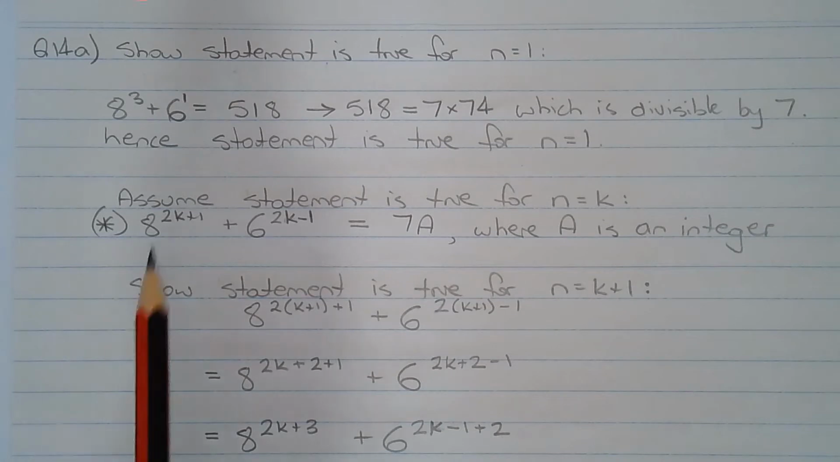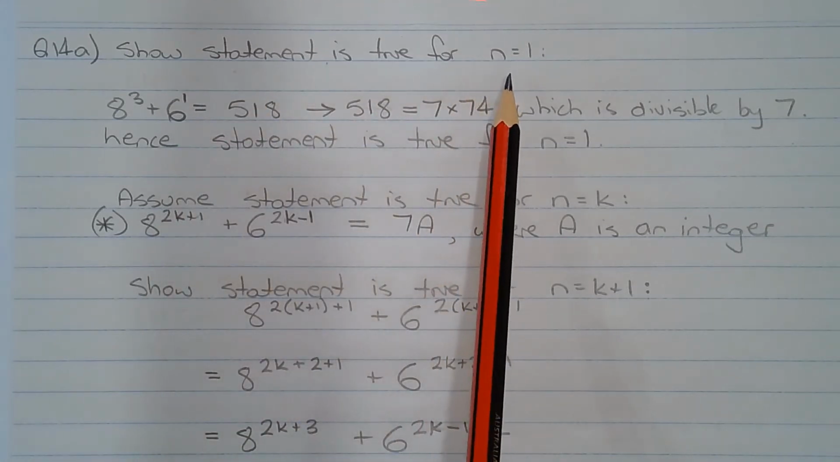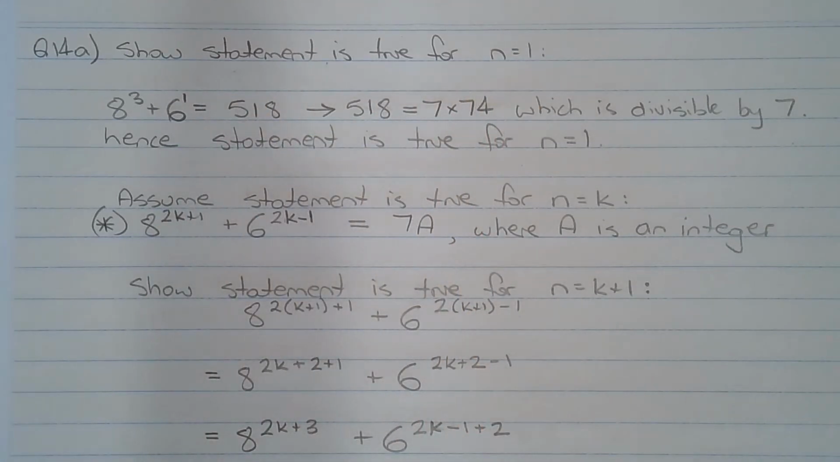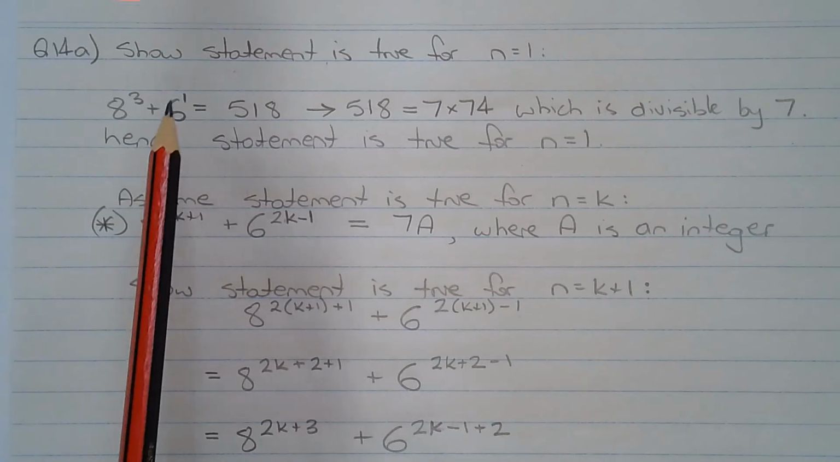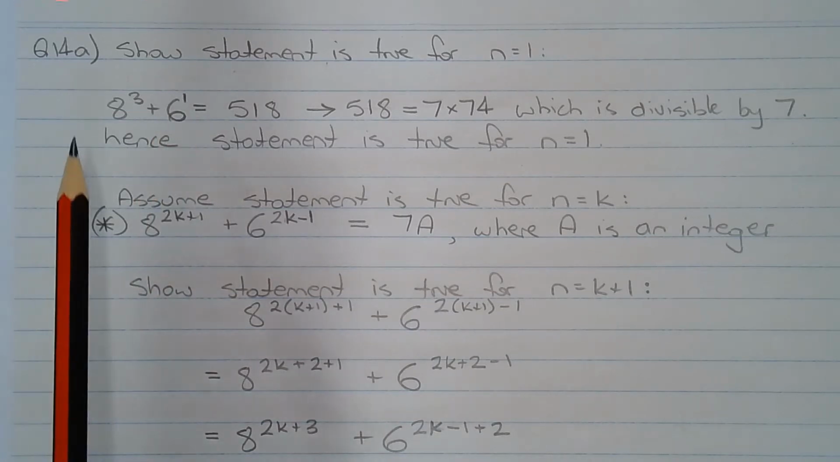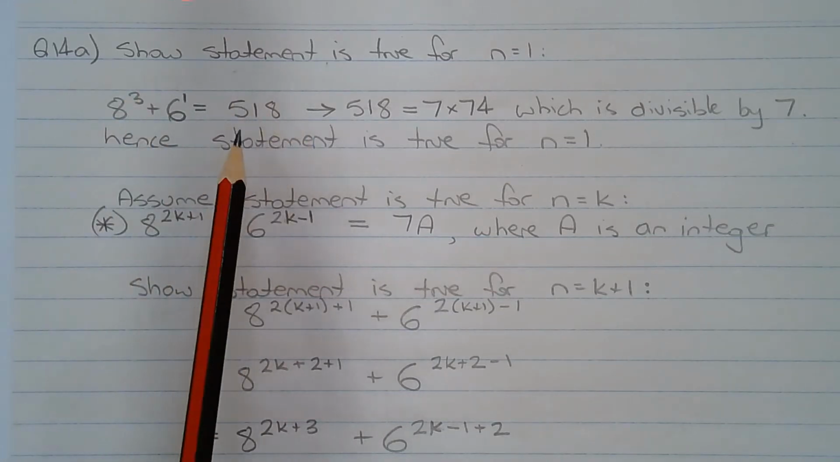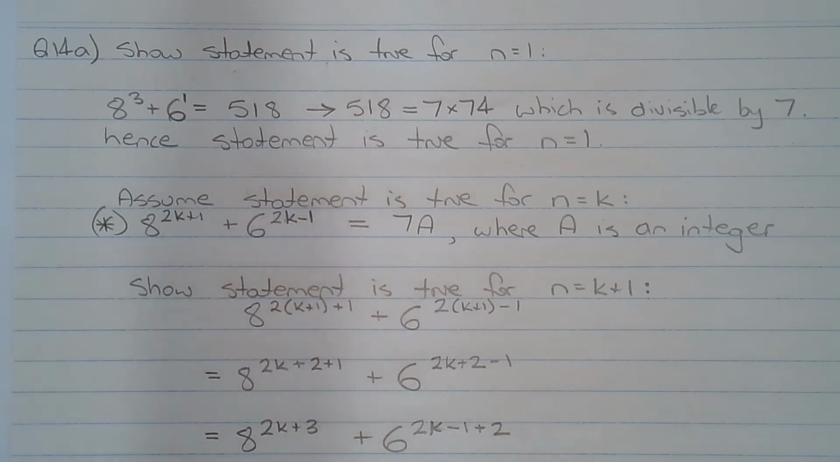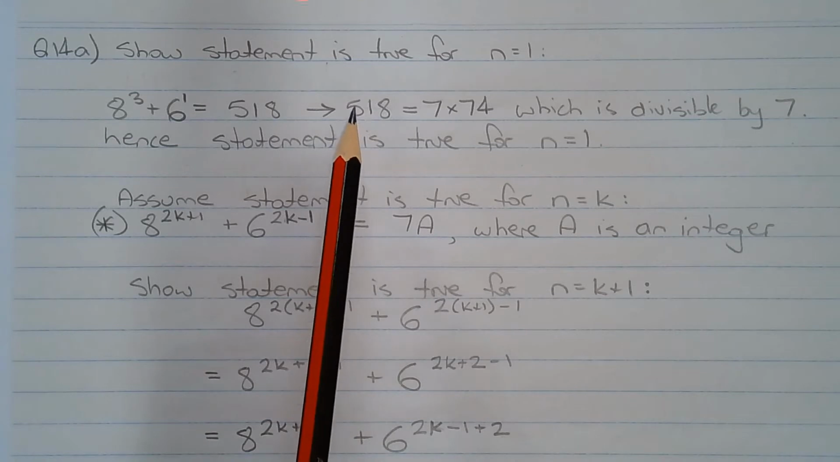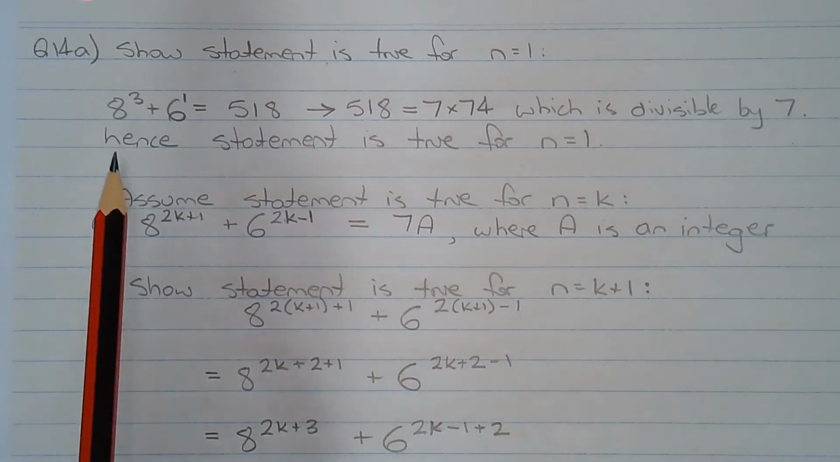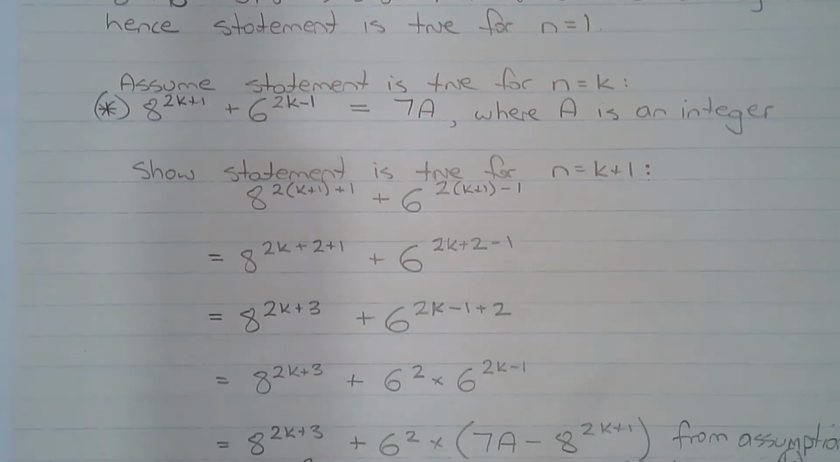The first step is to show the statement is true for some value of n, and we can choose n equals 1. When n equals 1, 8^(2n+1) is 8 cubed, and 6^(2n-1) is 6 to the power of 1, or 6. Now 8 cubed plus 6 is equal to 518, and 518 can be written as the product of the factors 7 and 74, which means that 518 is divisible by 7. Hence the statement is true for n equals 1.